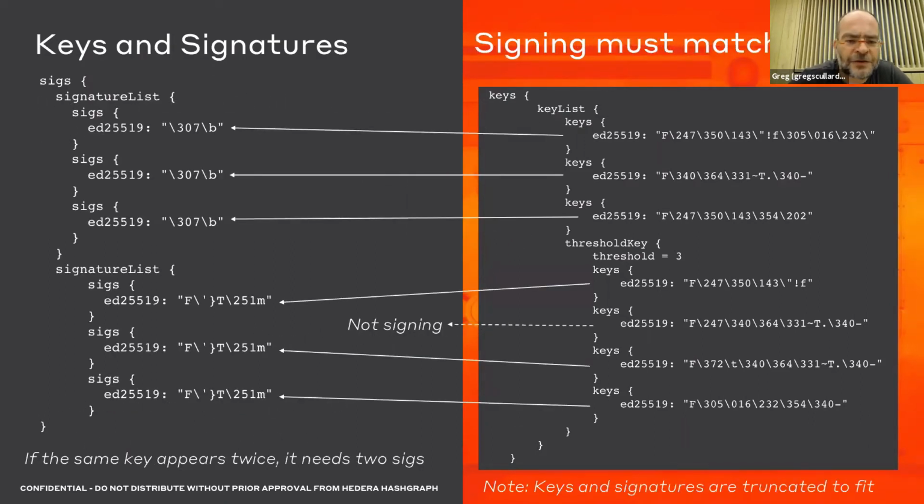And this is how the signatures would look. So signatures have to match the key structure. So I have to have signatures on the left-hand side for the top 3 keys. And as the threshold key at the bottom has a threshold requirement of 3 out of 4, key number 2 has decided not to sign, and that would still result in a valid signature. Now, there is a comment at the bottom here. If the same key appears twice, it needs 2 signatures.